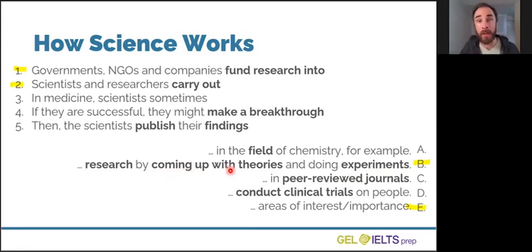Come up with is about creating an idea. So they create the idea first and then they test to see if that idea is true or false. So they come up with the theory, and if the experiment proves it wrong, then the theory gets discarded.